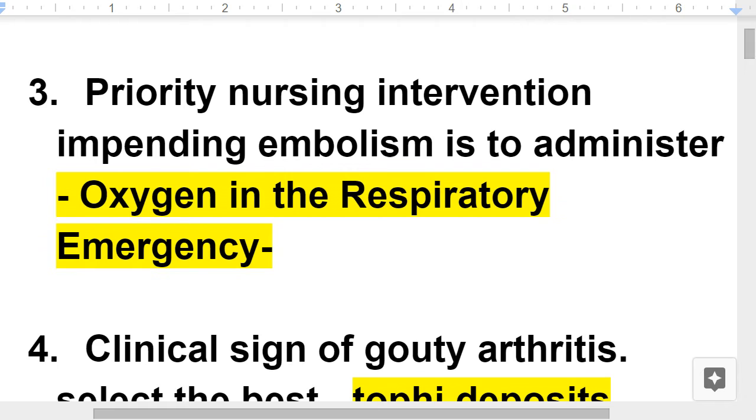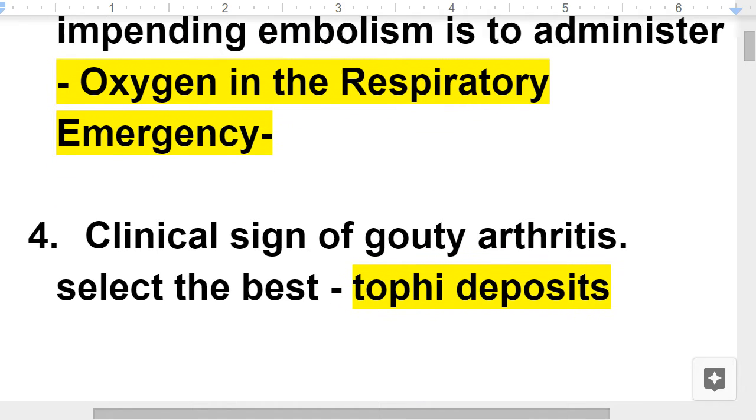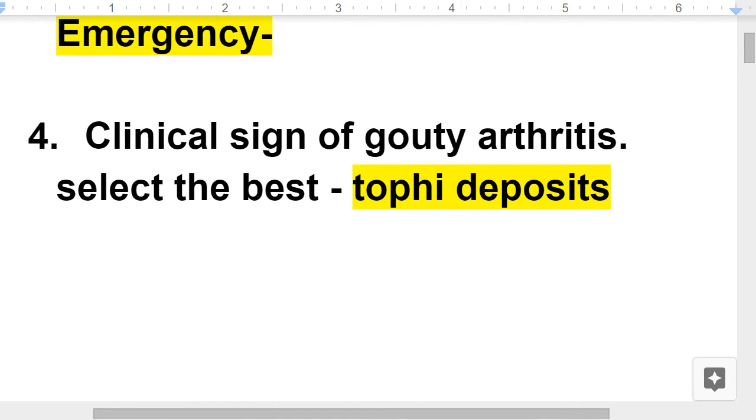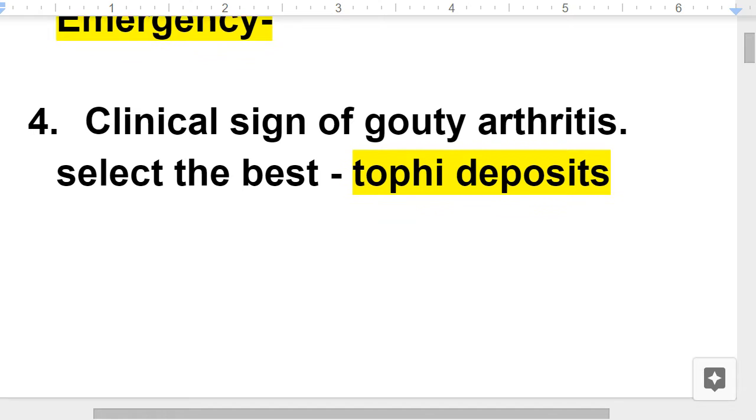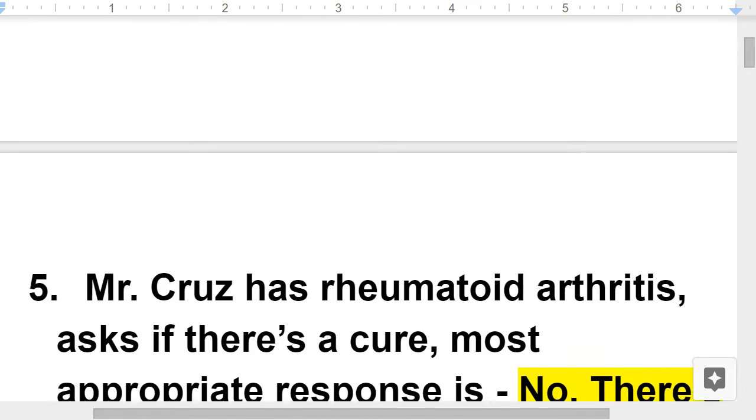Priority nursing intervention for impending embolism is to administer airway or oxygen in the respiratory emergency. Number four, clinical sign of gouty arthritis: you'll have tophi deposits. Gouty arthritis, tophi deposits.